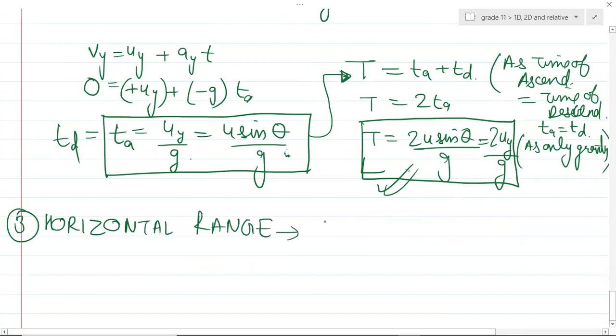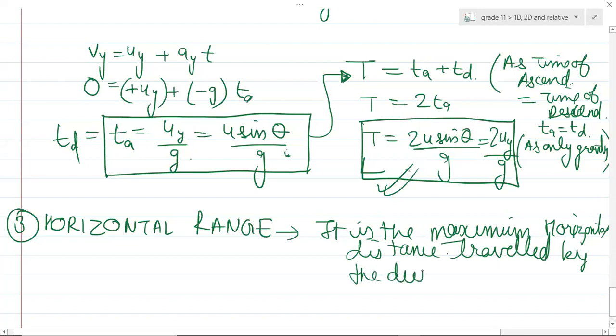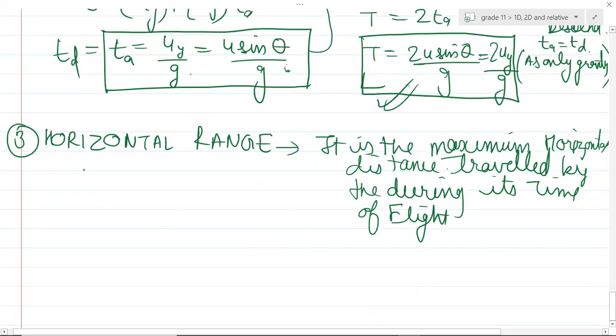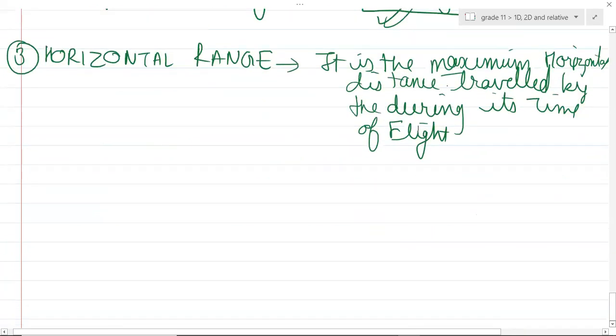Now the last thing is basically called the horizontal range. What do you mean by the horizontal range? It is the maximum horizontal distance traveled by the object during the whole time of flight. Whatever maximum horizontal distance it covers is your horizontal range. Is this clear?